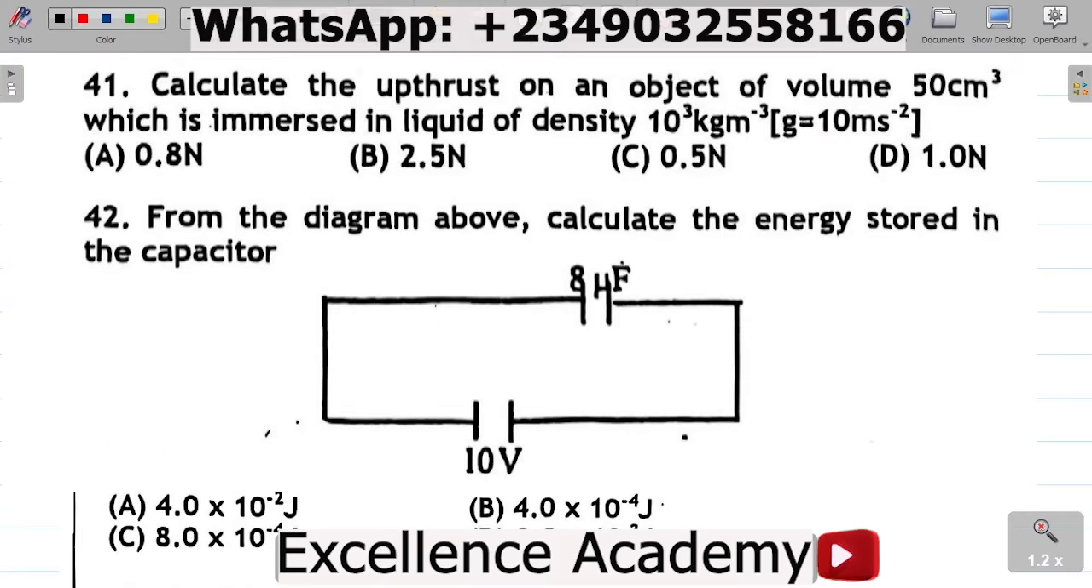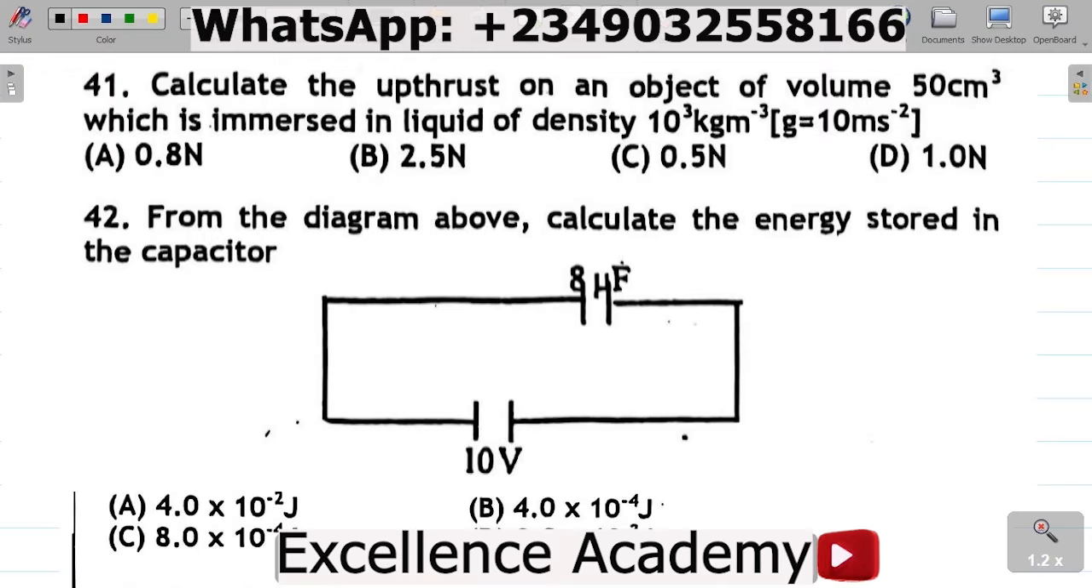Question number 41 says, calculate the upthrust on an object of volume 50 cm cube, which is immersed in liquid of density 10 to the power 3 kilogram per meter cube. Take g as equal to 10 meter per second squared. Now, how do we solve this question? The first thing we want to do is to identify the parameter in question. The question here said we should calculate the upthrust on an object.